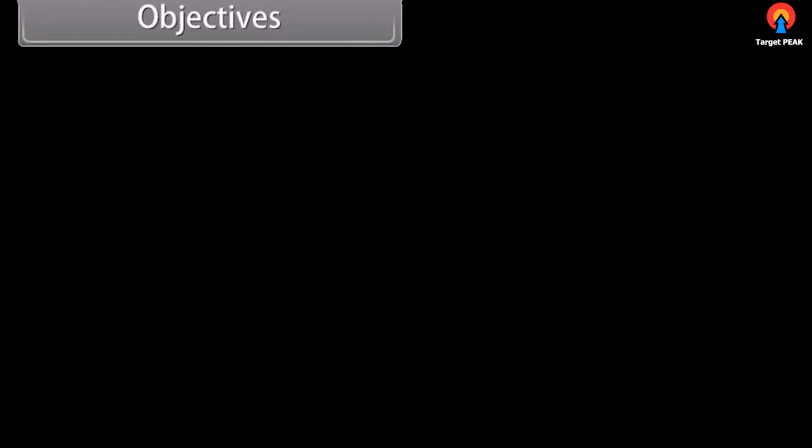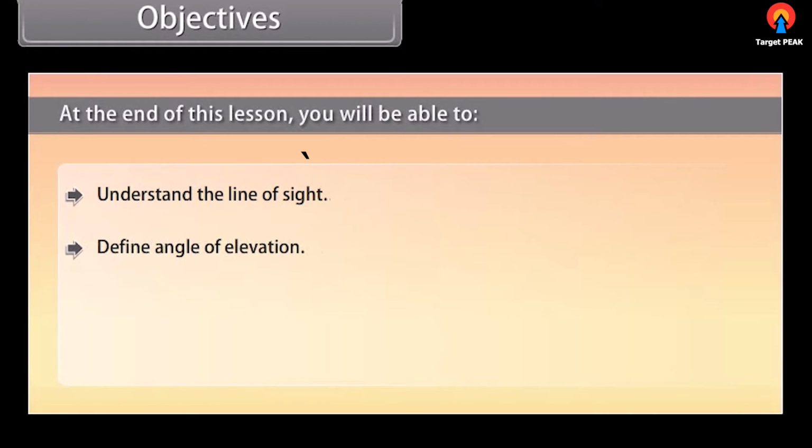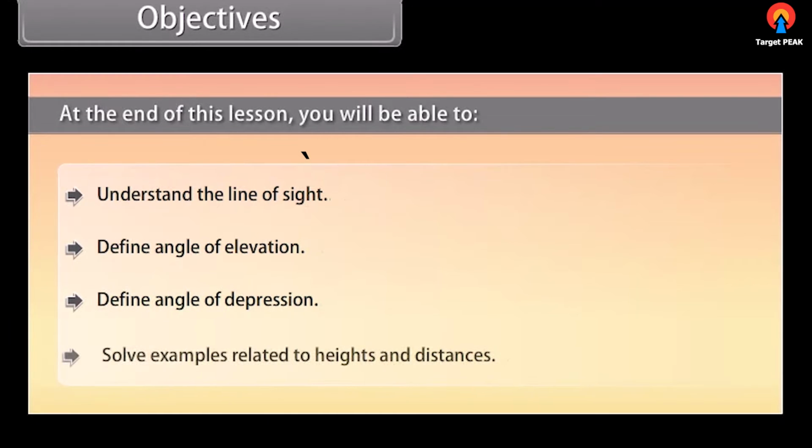Objectives. At the end of this lesson, you'll be able to understand the line of sight, define angle of elevation, define angle of depression, and solve examples related to heights and distances.